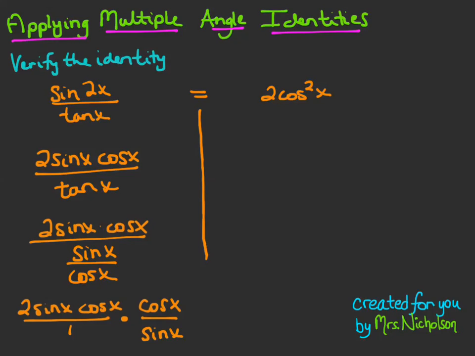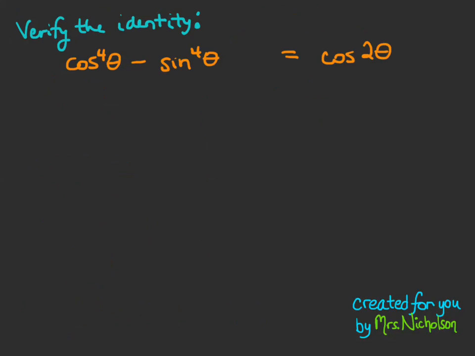Now I have a sine x in the numerator and the denominator, so I can cancel those out. And what I have left is, I've run out of room on the screen here, 2 cosine squared x, which matches my other side. And so I verified the identity. Let's look at another example.